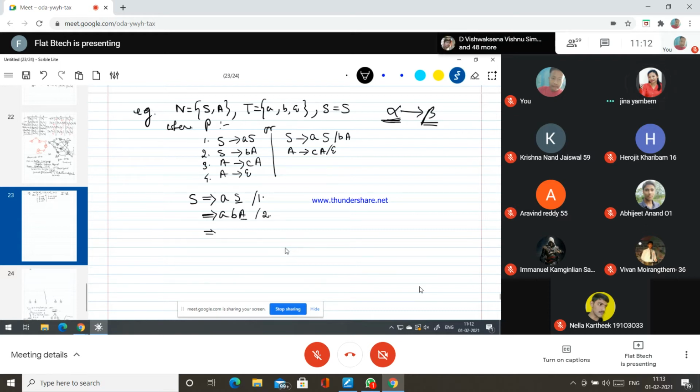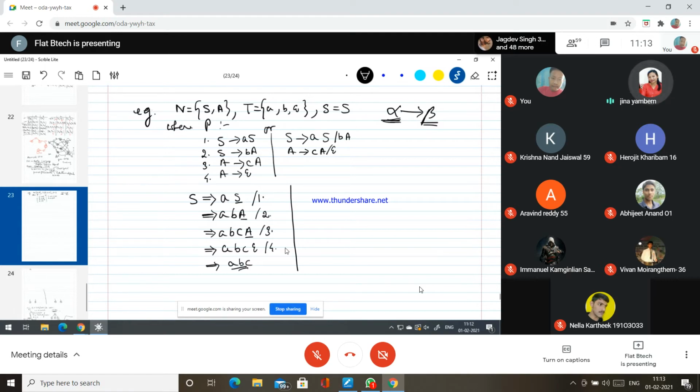Now again, A. A got two options. Either you can replace A by C followed by capital A or epsilon. So let me use number 3, A, B. Instead of A, I'm going to replace by C, A. C, A, this is 3. And then A, B, C, epsilon, this is 4. So instead of A, B, C, epsilon, you can write simply as A, B, C. So using this particular production rules, from the given regular grammar, I can generate a string of ABC. Now, this is not the only string possible which can be derived using this particular grammar.